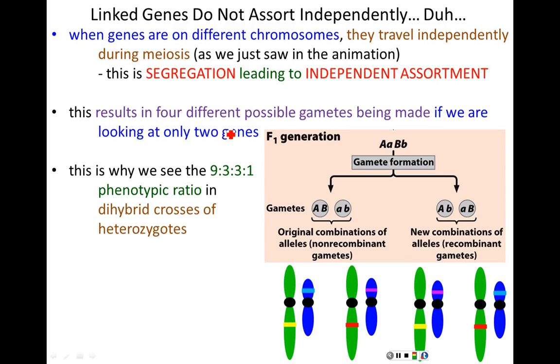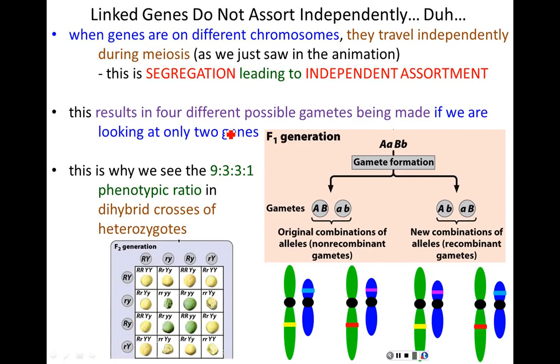And then if we carry this forward and we say, well, what's all the possible combinations of these gametes if these two heterozygotes were to mate, we see that 9:3:3:1 dihybrid cross ratio. That's where that comes from. I told you never to use a Punnett square for that. I showed you how not to use a Punnett square for that. But this is what we mean. This is what happens for independent assortment because all 4 possible gamete types are being made. All 4.